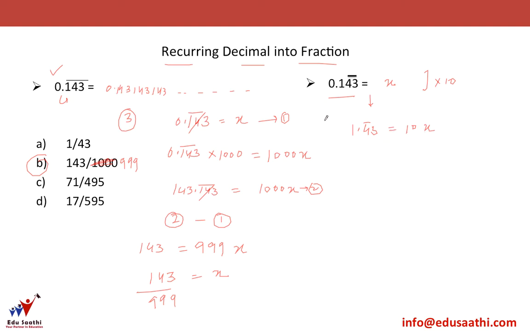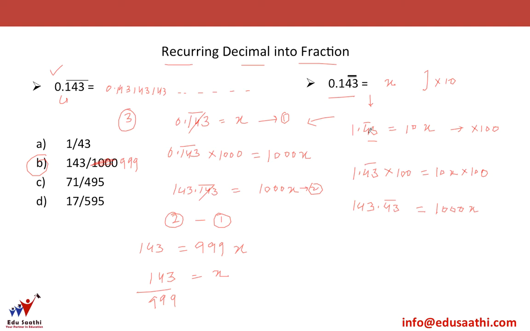Now we'll follow the same procedure we followed for this question here. I'll multiply this equation by 100 because I have only 2 digits under the bar. So this will give me 1.43 bar multiplied by 100 is equal to 10x multiplied by 100. So this gives me 143.43 bar is equal to 1000x.